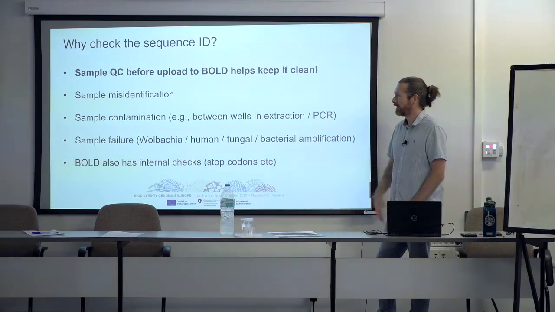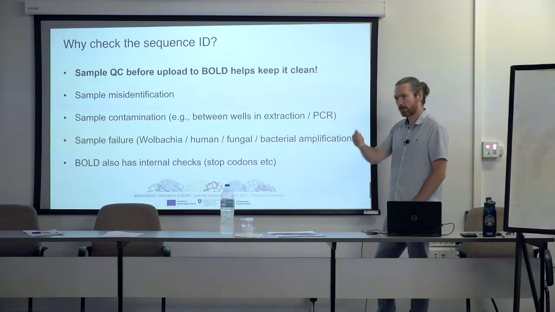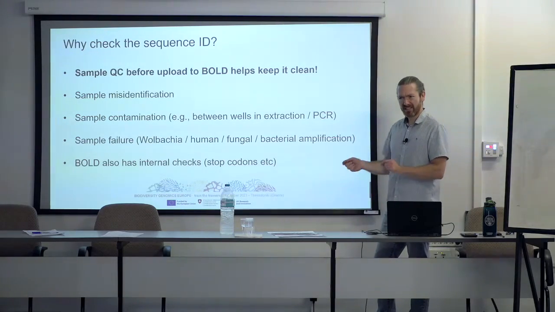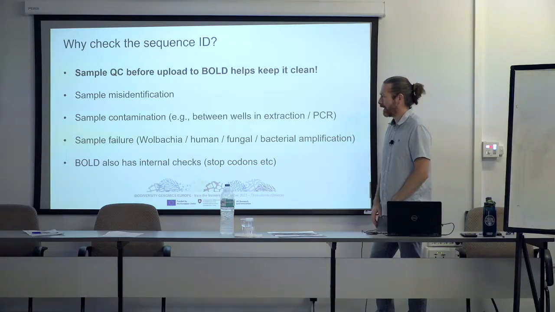I mentioned sample contamination between wells and extraction and PCR. We don't often see this thanks to multi-channel pipettes. It's quite hard to put things in the wrong wells. But occasionally it comes up, and I'll email Joanna, who does the tissue sampling in our project, and I go, this is coming back as a beetle, but in the database it says it's a fly. Could you go have a look at what's in the well and what's going on there?